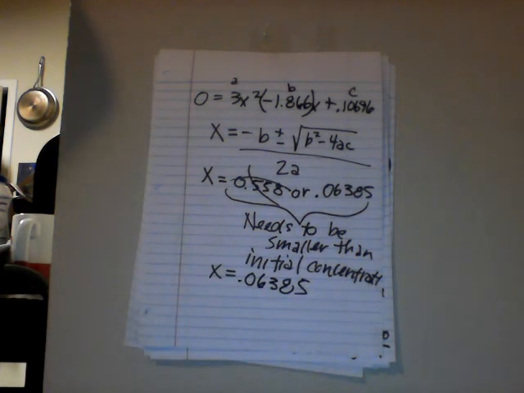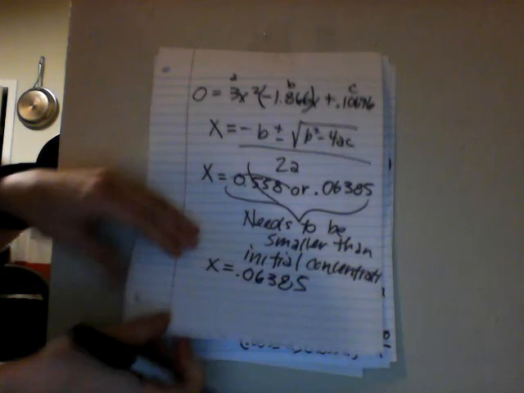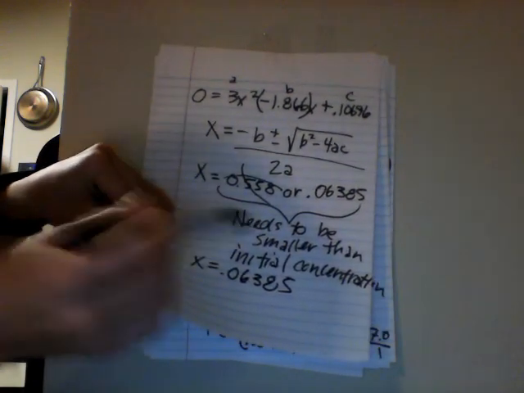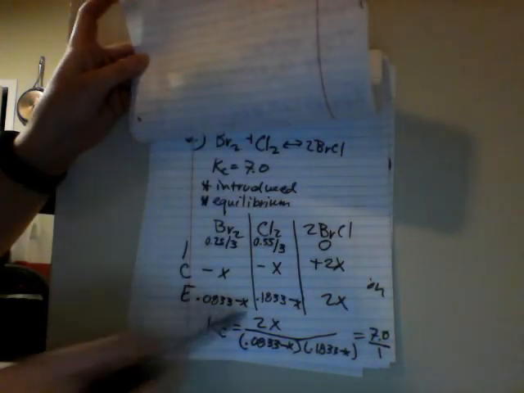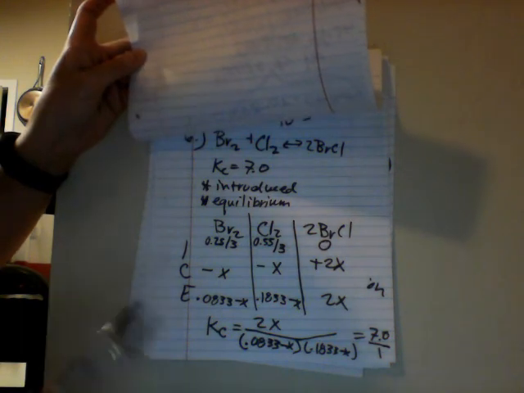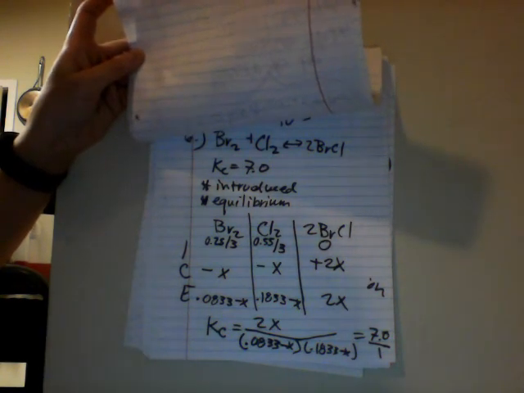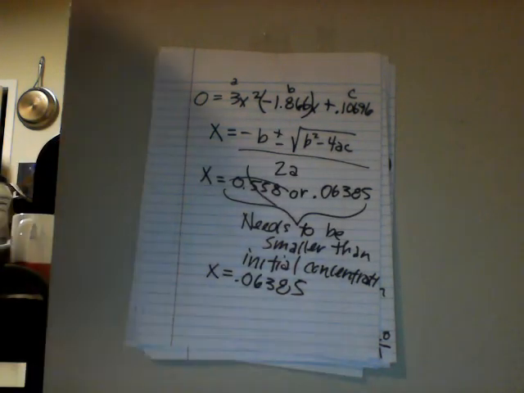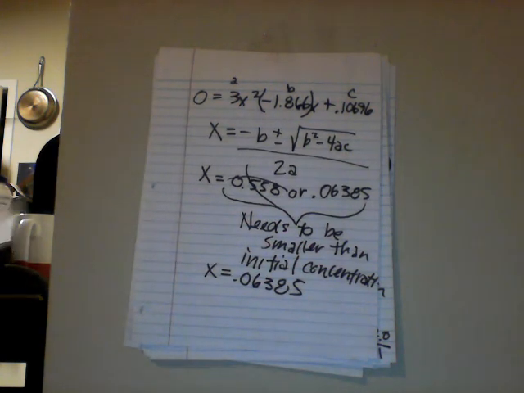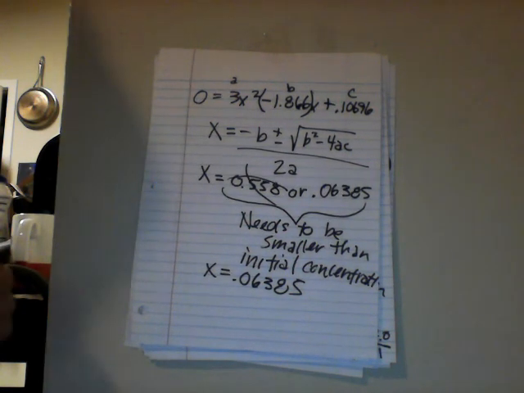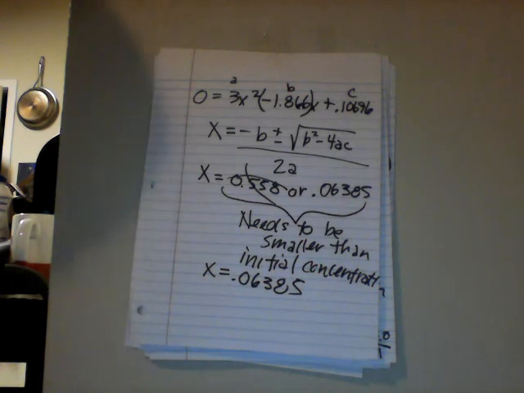Perfect. Now, what do I need to do? I need to actually take that value, plug it in here, and then plug it into my Kc expression. So, on a new piece of paper, let's go ahead and write that out. Since this one was a little bit more complicated, I will write what that fully looks like.